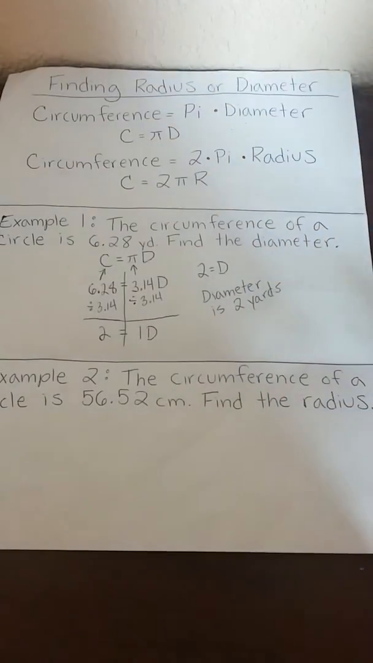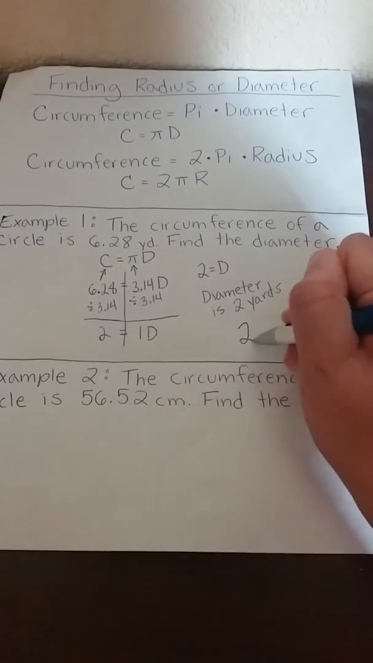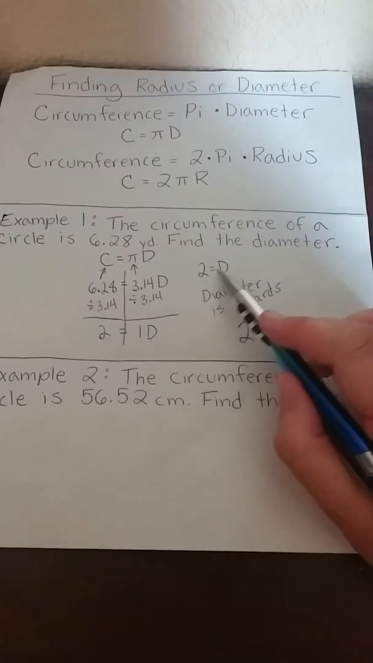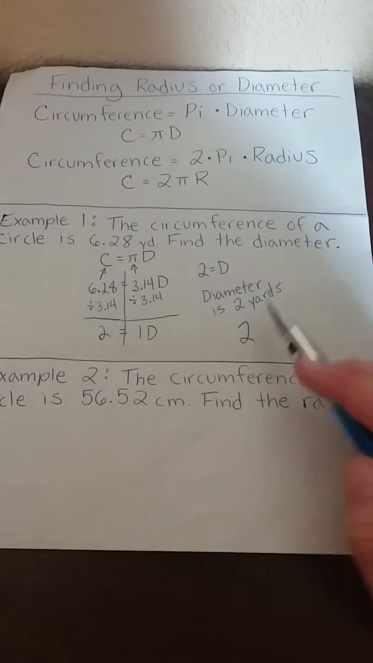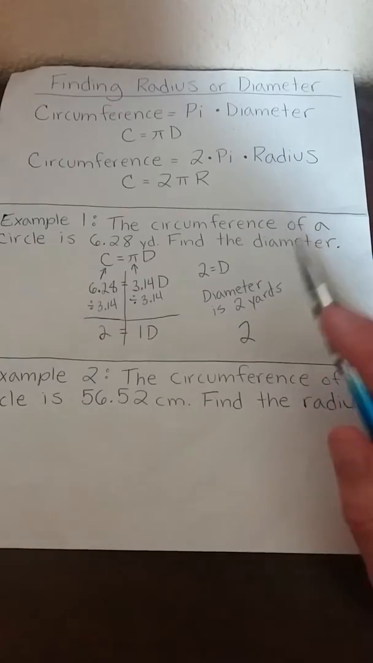Now, on your homework tonight, I'm not going to have you write out that whole thing. I'm just going to have you put the number 2. Don't put 2 equals d, don't write out diameter, just put a 2 so that your answer matches the formatting that's in Google Classroom.